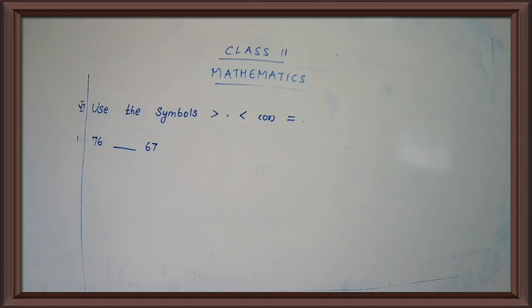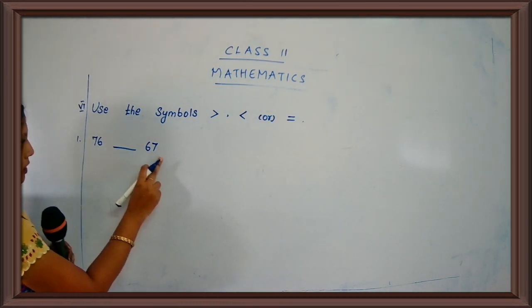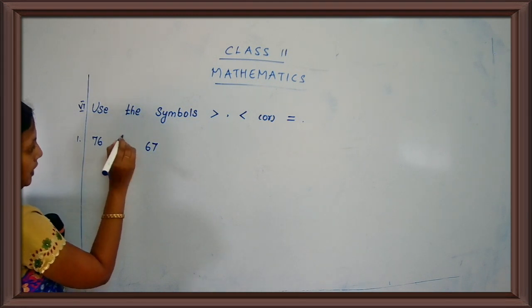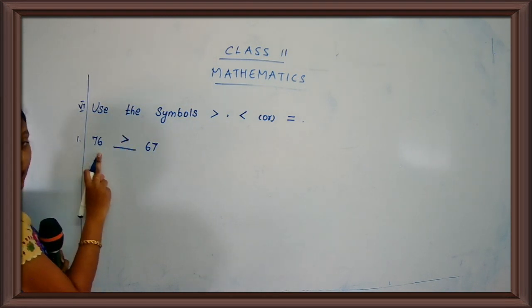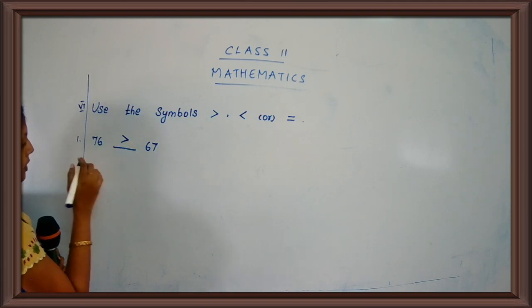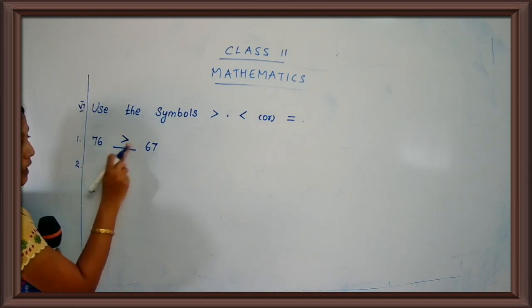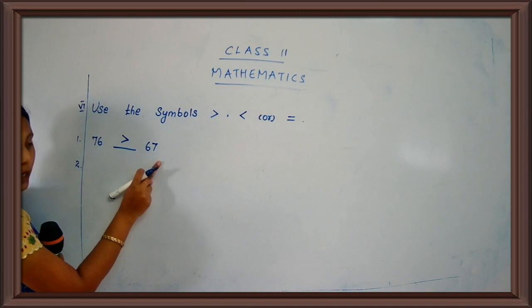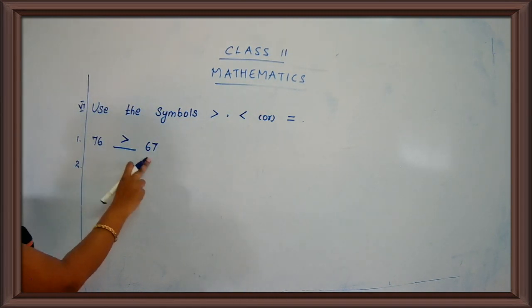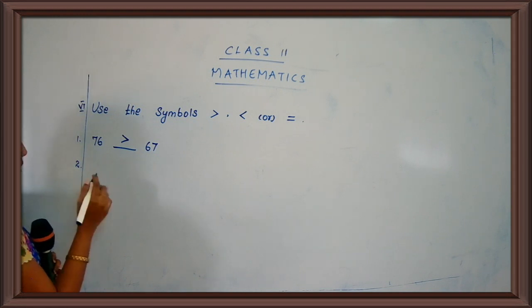Which one is the greatest number? See the first one, 76. The number starts from 7. See the first digit here, 67. Is 7 the greater number or is 6? 7. Okay, 76, 67, which one is greater? 76. So we have to use the greater than symbol. How do you read this one? 76 is greater than 67. Okay children, then come to the next one.